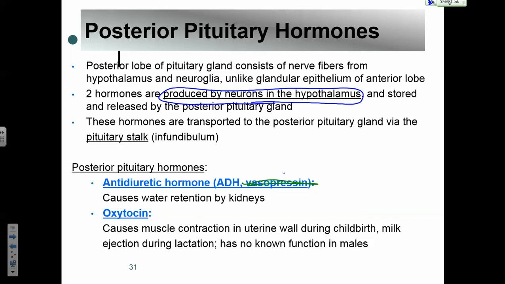If a woman has labor induced, she's being given an artificial form of this. It's called Pitocin. You may have heard of that. Another thing it does with women is when a woman is nursing, prolactin causes her to make milk, but that milk's not going to go anywhere unless oxytocin kicks in. Oxytocin causes it to move into the duct so that the baby can get it.